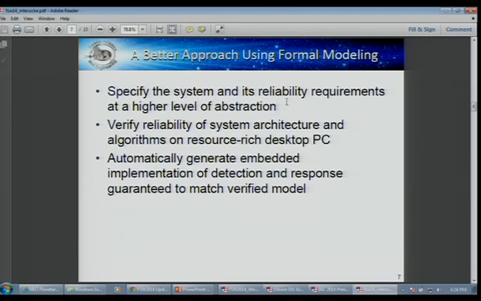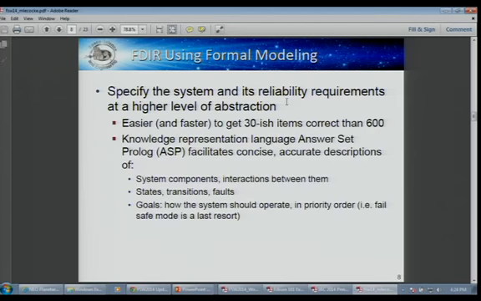And then we can let the processor, on a regular desktop PC, crunch on all of these different permutations and prove whether I've handled every single possible two-fault scenario. So the rest of this presentation is talking about how we did that.